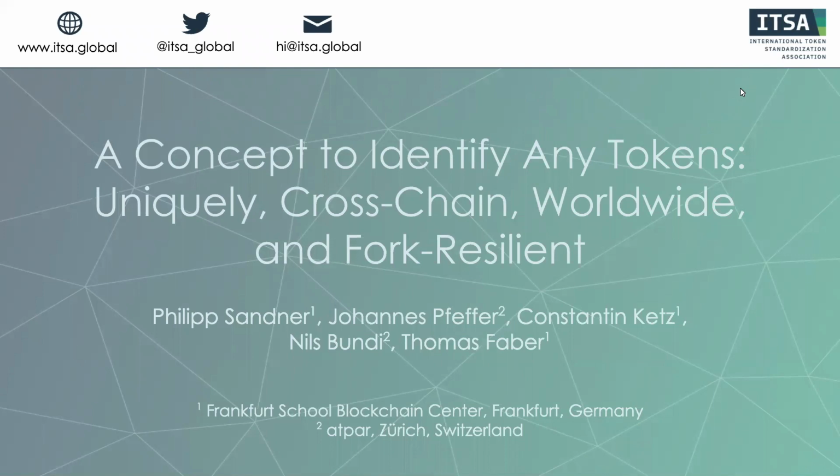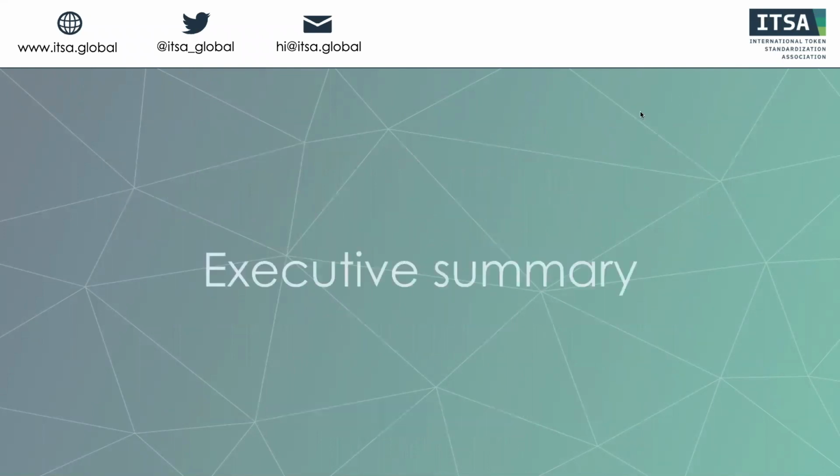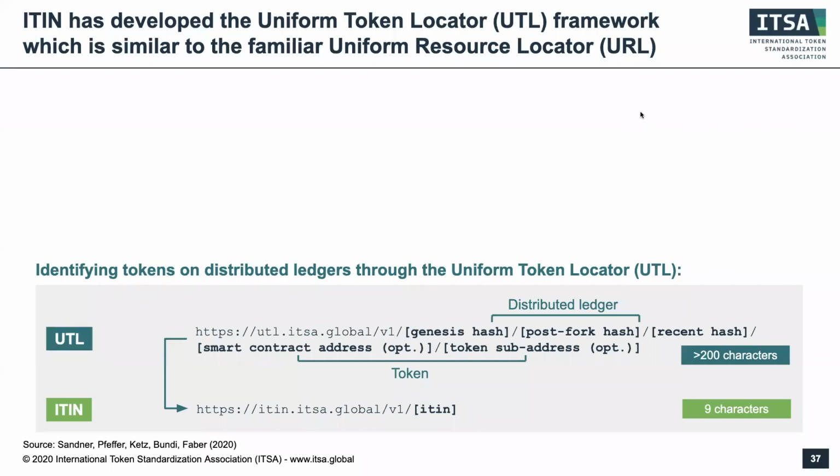As an executive summary, let's quickly present what we are doing. So what we are presenting is the so-called UTL. We call this the Uniform Token Locator. It's an idea by the ITSA Association. ITSA is the International Token Standardization Association. And the UTL works as follows.